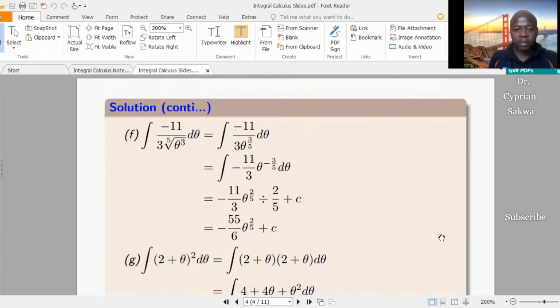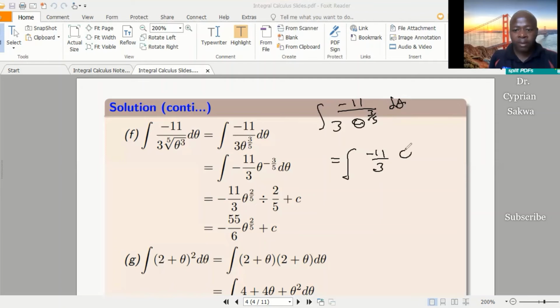Now let's look at this other example. We're just trying to simplify the questions that we have before we work them out. So what I'm seeing there is negative 11 out of 3, and this means fifth root, which can be written as theta raised to 3 out of 5. Once you simplify it this way, it becomes easy for you. So this will be the same as the integral of negative 11 out of 3. We can take this theta raised to 3 out of 5 to the numerator.